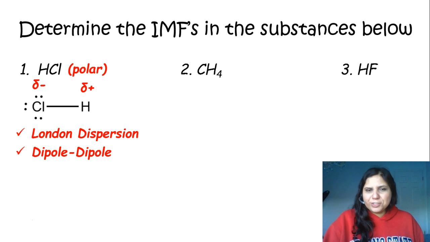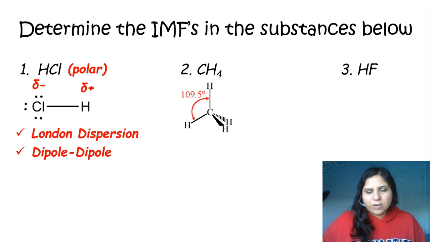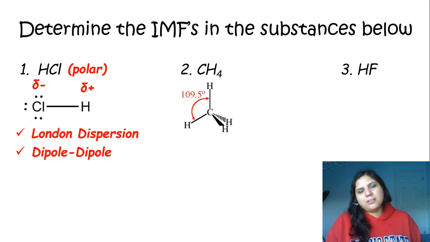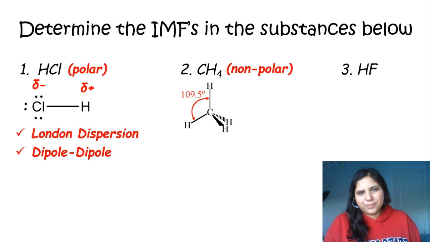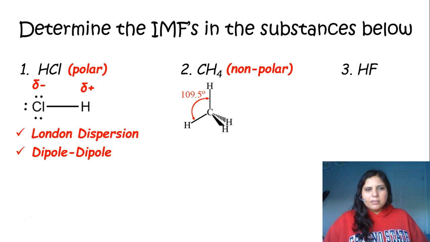All right, CH4. This one I did have to draw to figure out that it is tetrahedral in shape. And since it's tetrahedral in shape and all of the outside atoms are the same, it is a symmetrical molecule, which means that it is nonpolar. Okay, symmetrical molecules are nonpolar. Remember, the poles cancel. Okay, so since this is nonpolar, let's go through the steps.